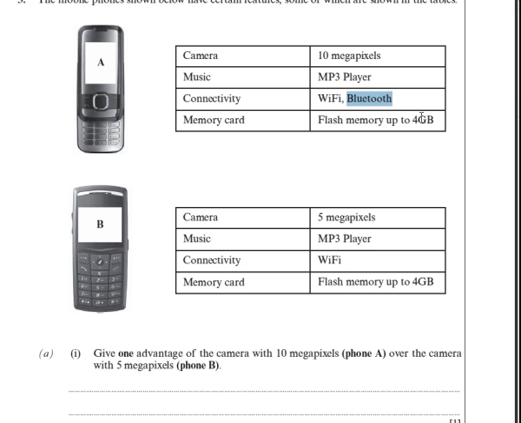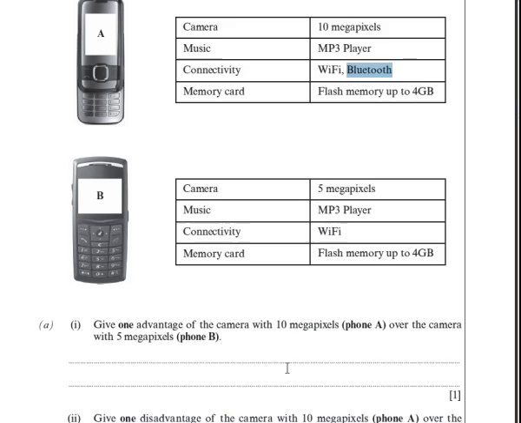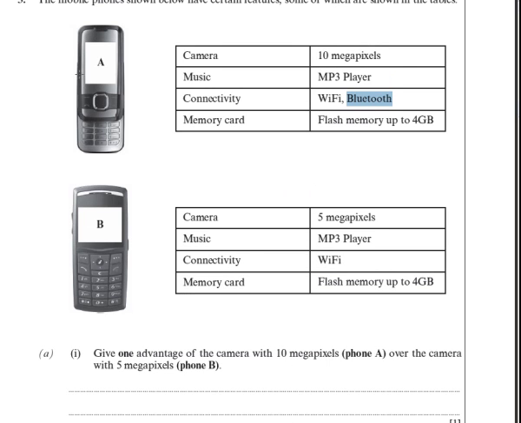They both have the same storage capacity, so you could say that the main disadvantage is it will not be able to hold as many photos or images as phone B, as it has the same size of memory, but the images or the pictures that it takes are going to have a greater file size, so it will not be able to hold as many photographs or images as phone B.